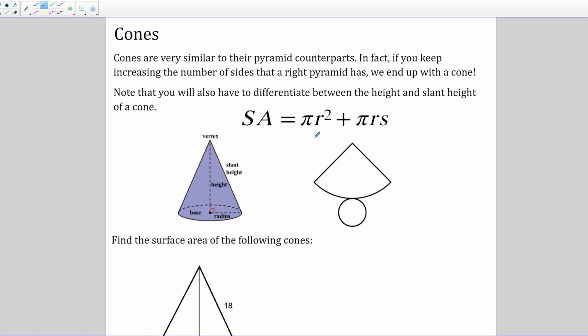We can then look at our formula and see that this pi r squared is really just the area of our circle. So you guys have talked about the area of circles back in junior high. So this guy here is represented by pi r squared, which means that this guy, that pizza wedge, is pi r s. So you might guess that the S stands for slant height, so you'd be absolutely correct. So we can go ahead and label that S as our slant height.